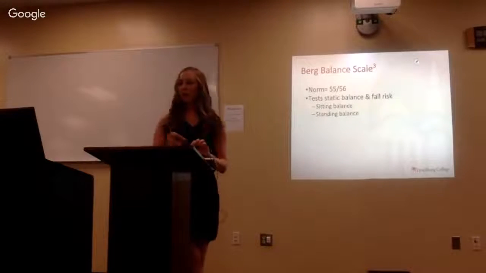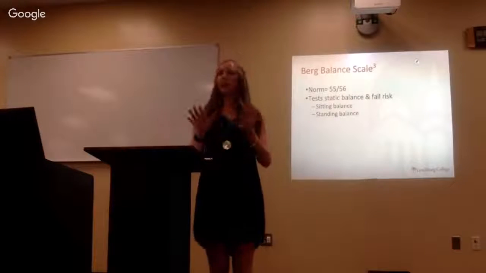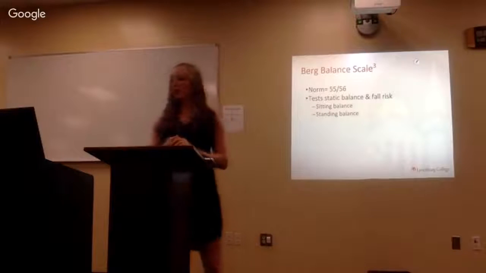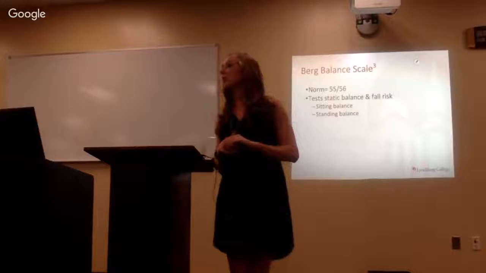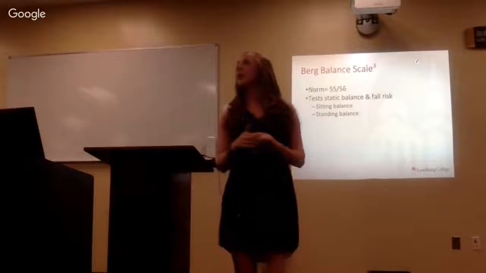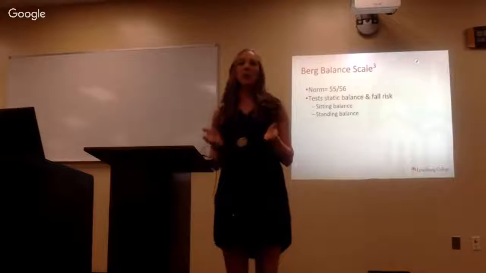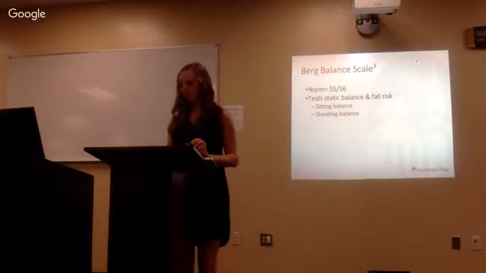So just a quick review of the Berg Balance Scale. The norm is a 55 out of 56 for a healthy aged older adult with no comorbidities. It tests both static balance and assesses fall risk. So it looks at sitting balance and standing balance. Some things such as just standing with your eyes closed, standing with your eyes open, standing in tandem, picking something up off the floor.